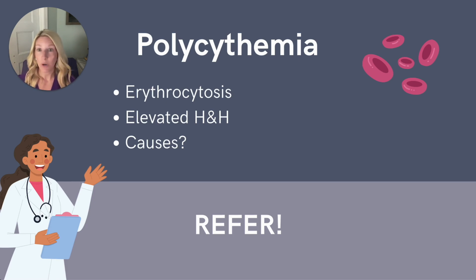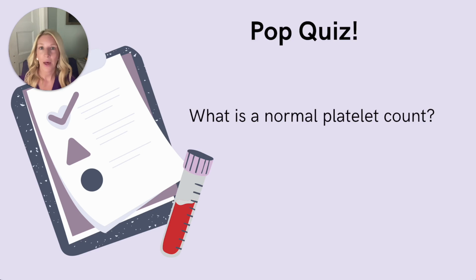I'm thinking about smoking and hypoxia. It can also be familial or the result of a genetic mutation such as polycythemia vera. Other causes can include high altitude, sleep apnea, and kidney or endocrine disorders. So if you have a patient with polycythemia, this is definitely something we want to investigate further and refer out to hematology.